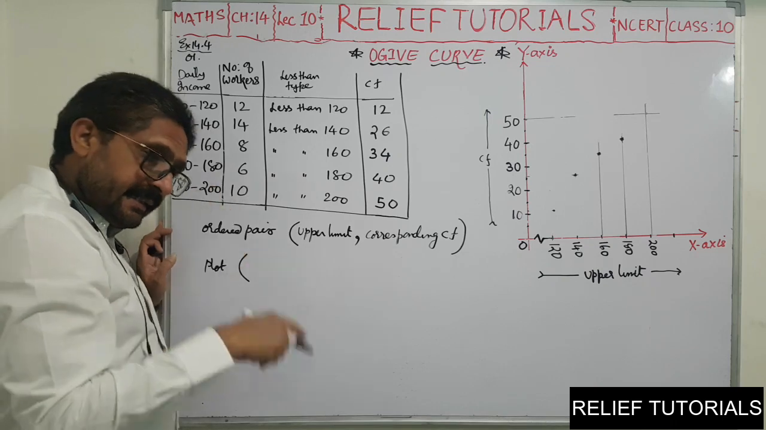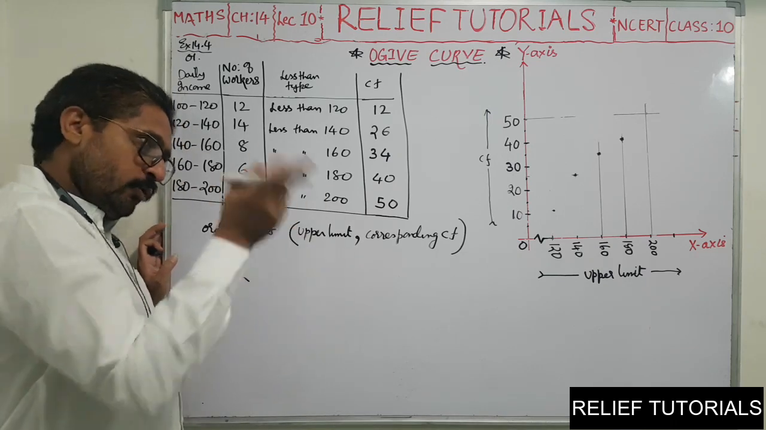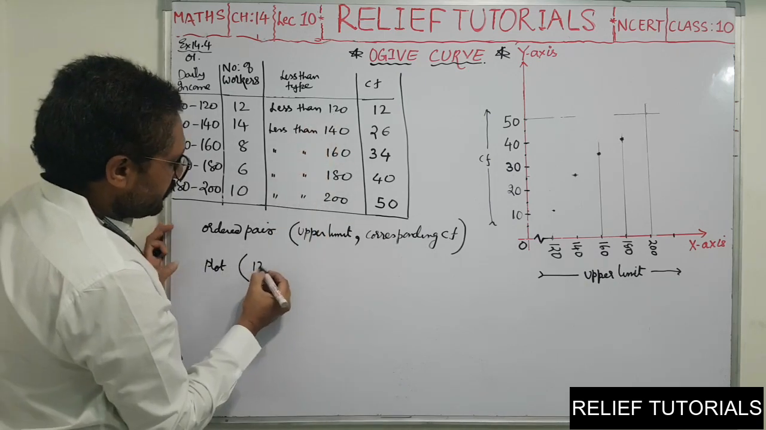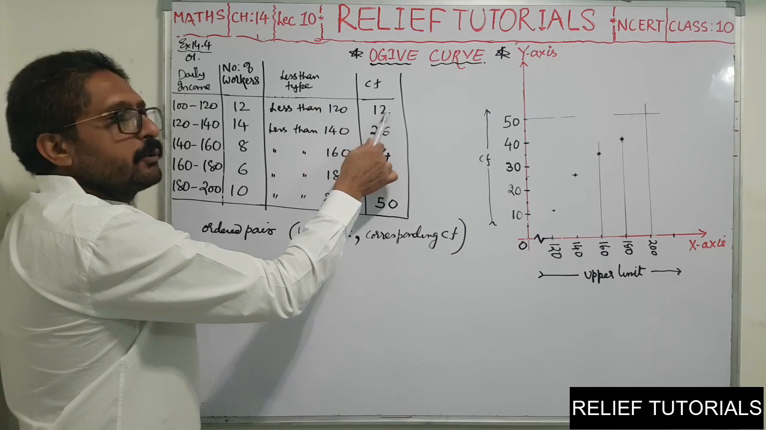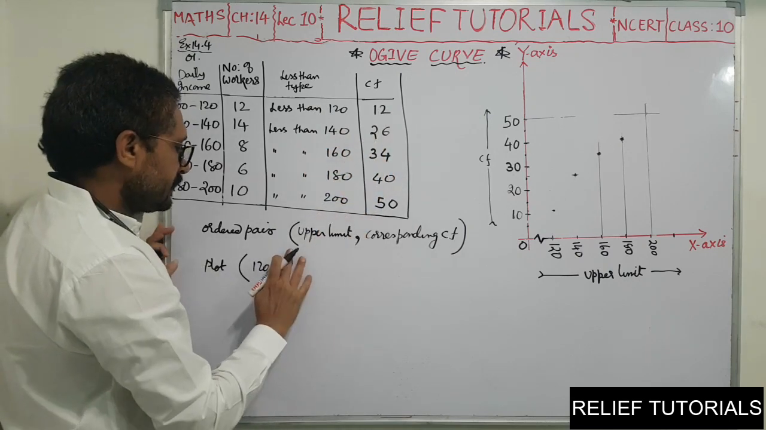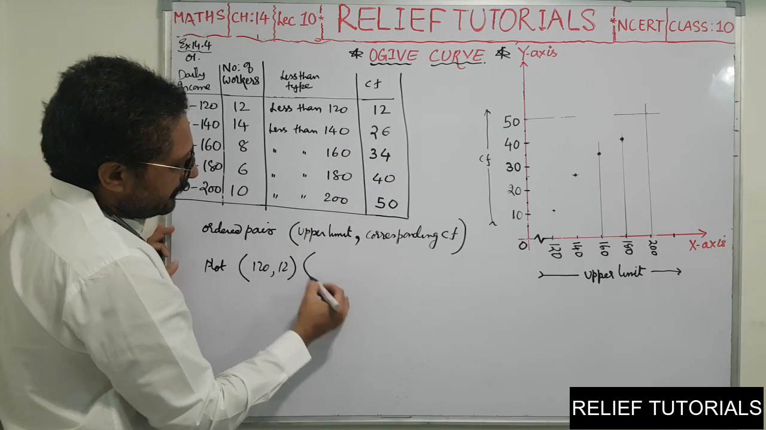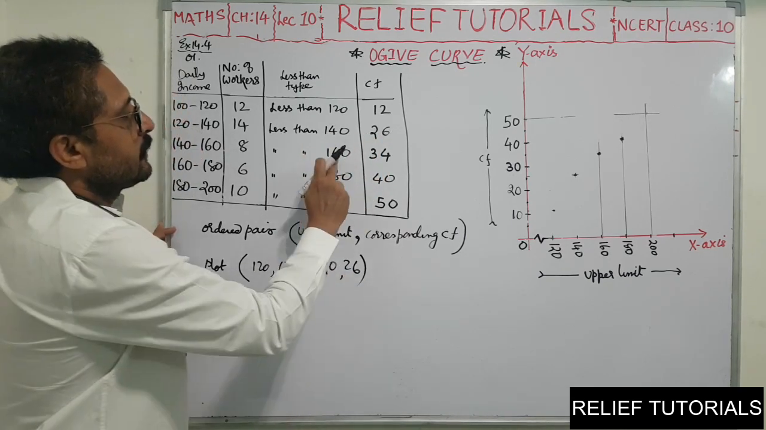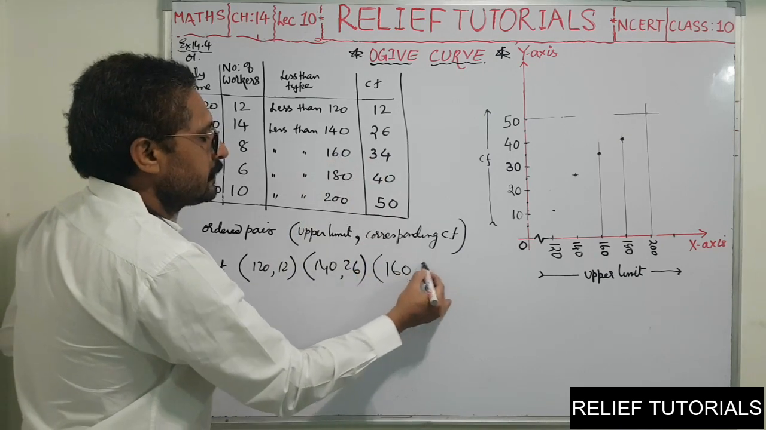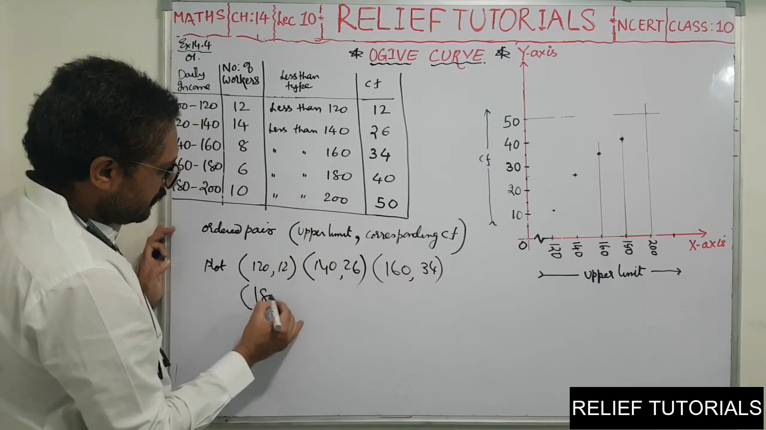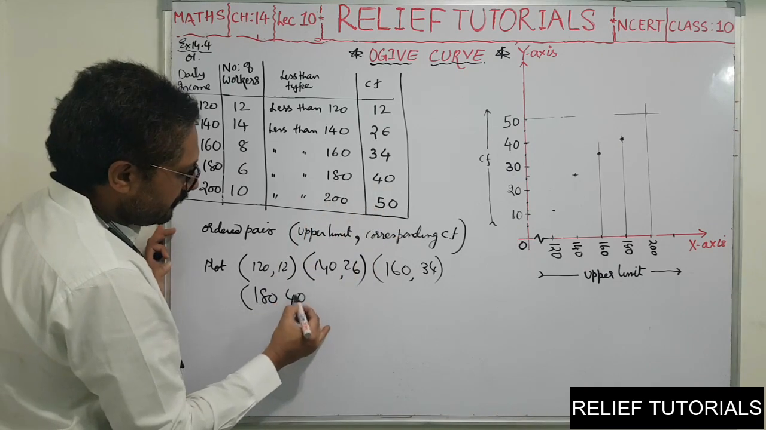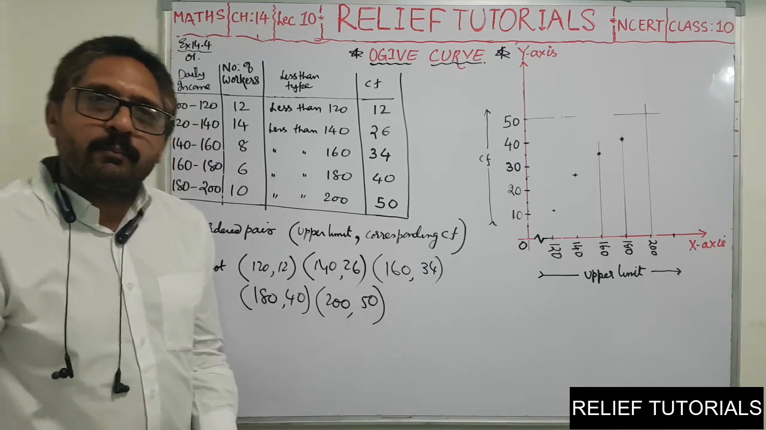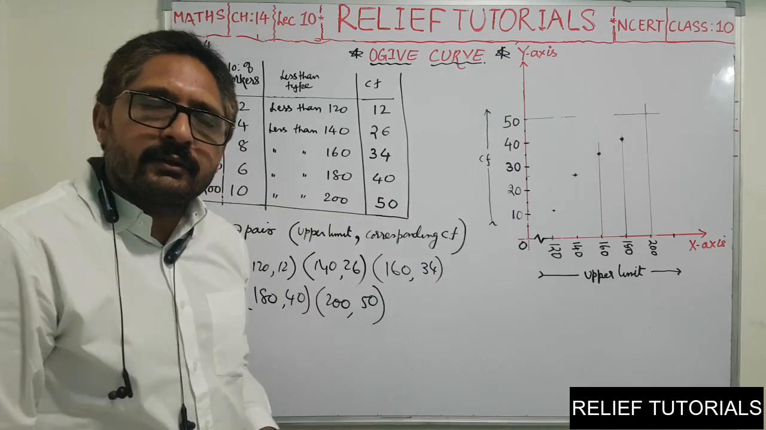Once again, in less than type, you will take upper limit. In more than type, you will take lower limit. Upper limit, how much? 120. Corresponding cumulative frequency is 12. This is one ordered pair you are going to plot. Then 140, 26. Then 160, 34. Then 180, 40. 200, 50. So these are the 5 points you have to plot here on the graph.